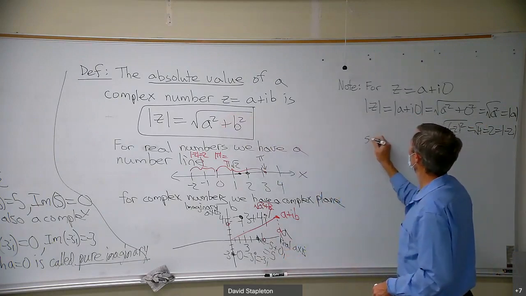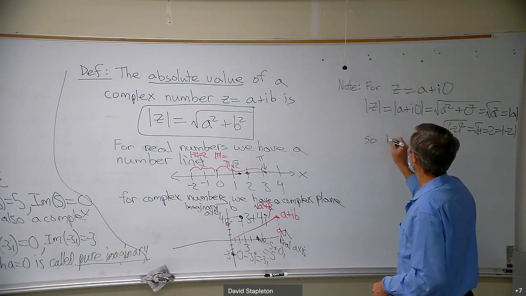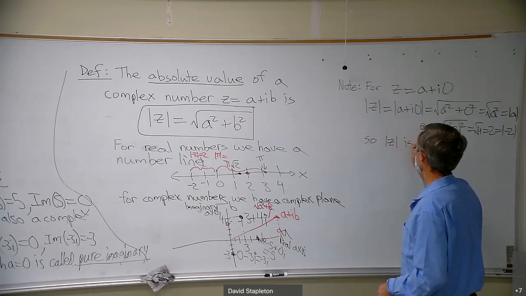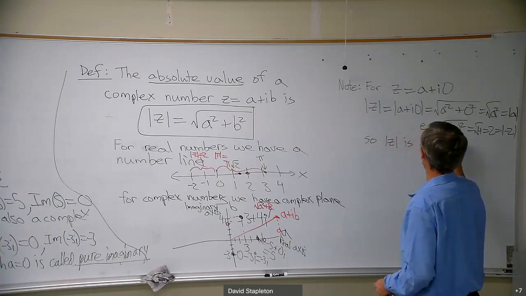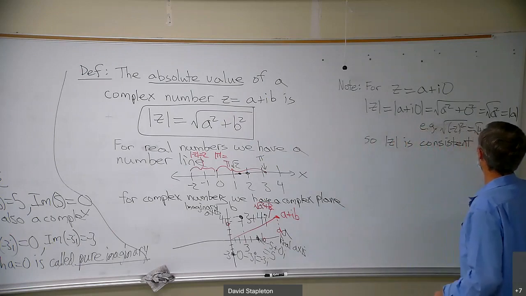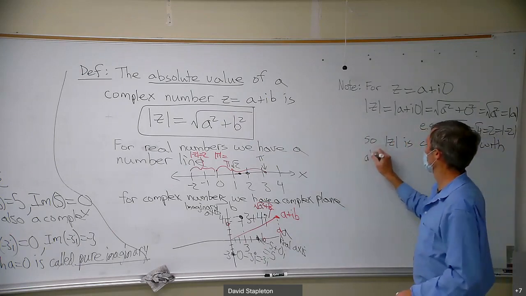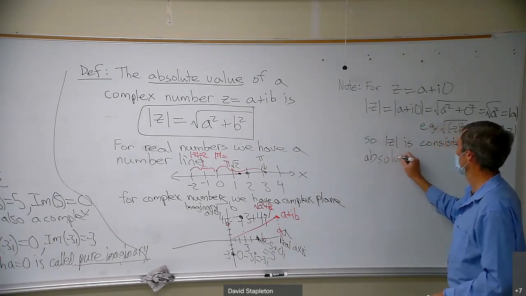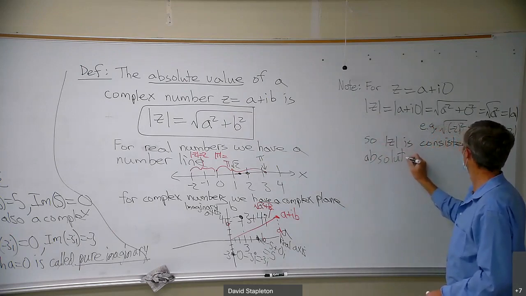So the absolute value of z is consistent with the absolute value of a real number. In other words, if z is real, it gives the same absolute value as you had before.